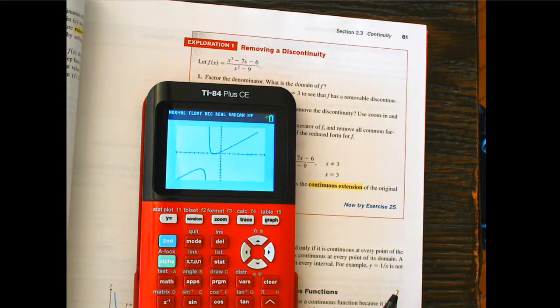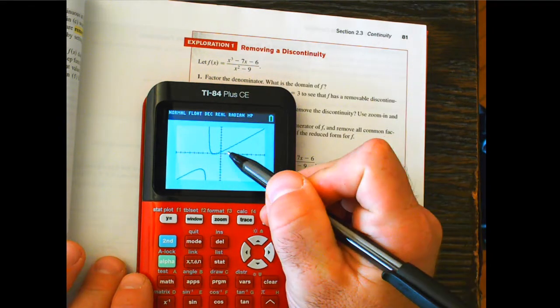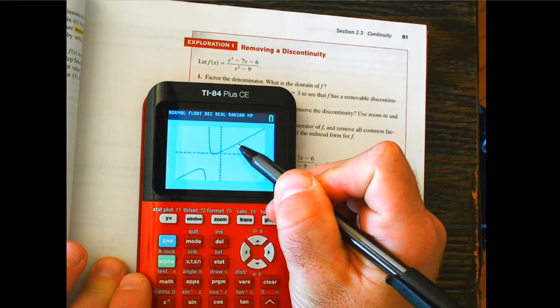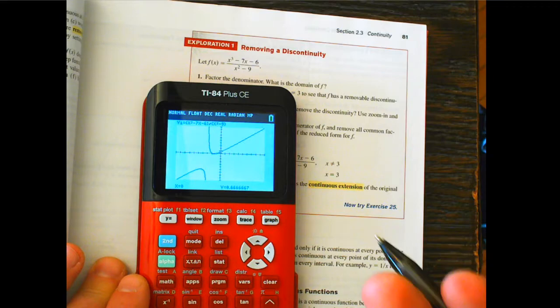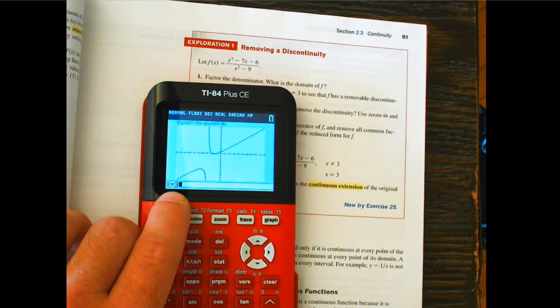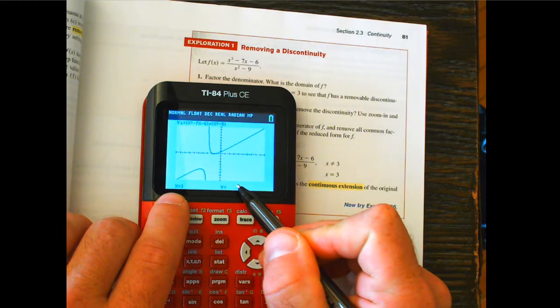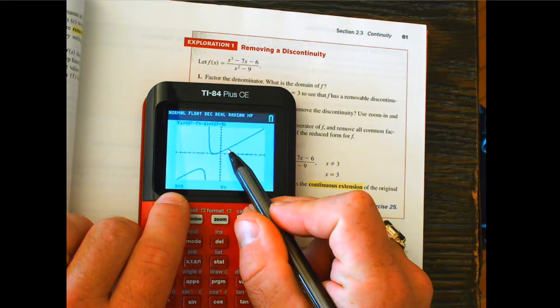That scares me so much. All right. So in order to investigate the behavior around 3, again, it looks continuous at 3. To see that the function is indeed discontinuous at 3, I go to trace and I type in 3. And I see there is no value for y at x equals 3. That means there's a discontinuity here.